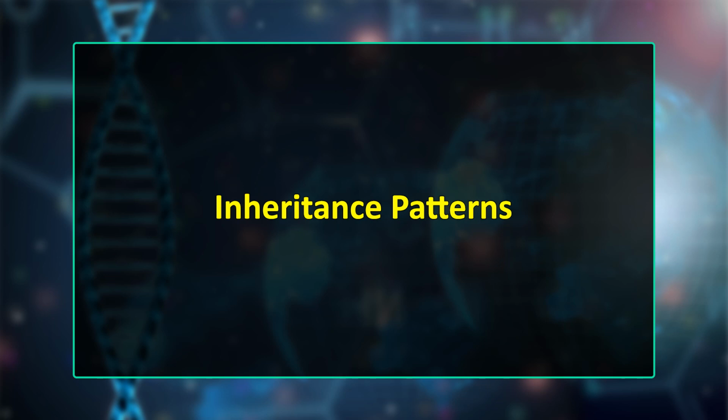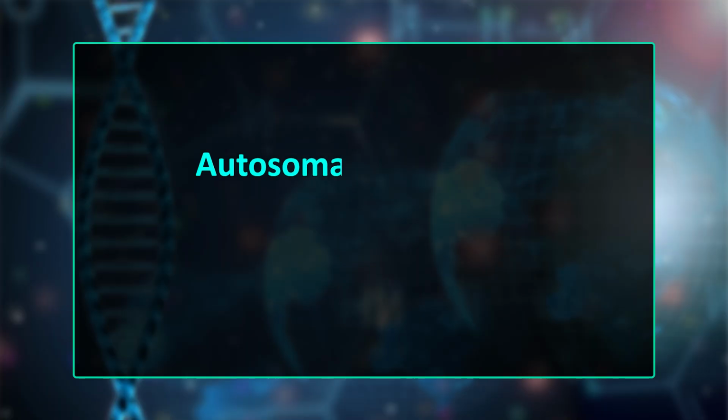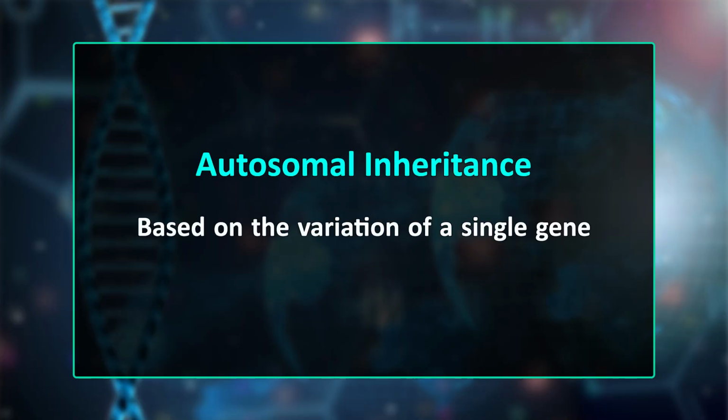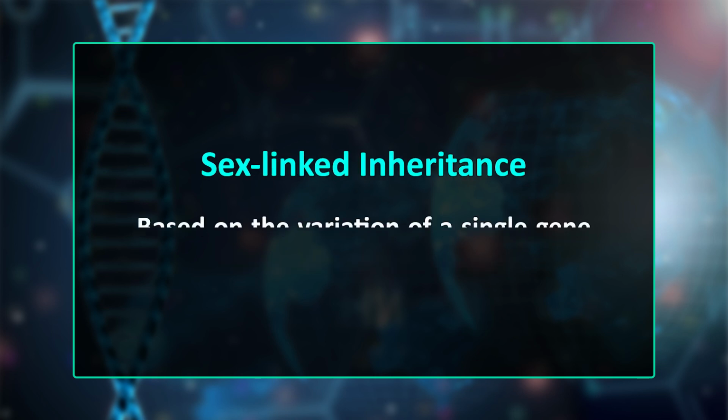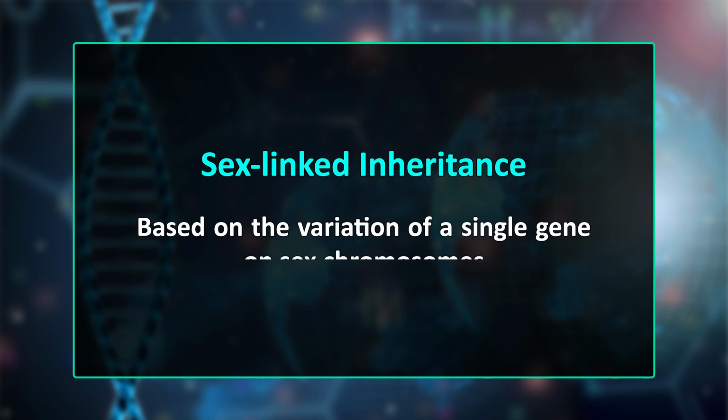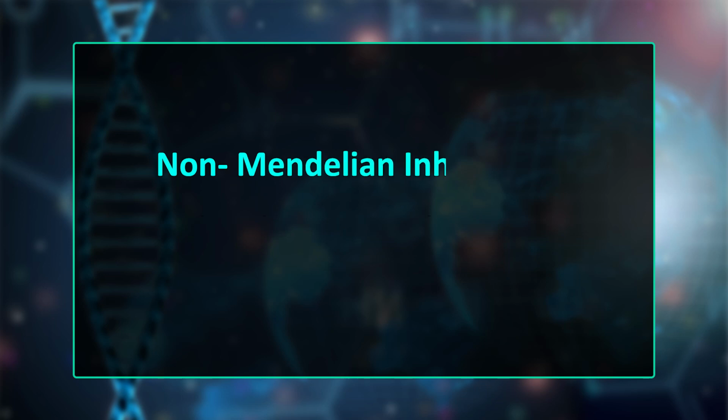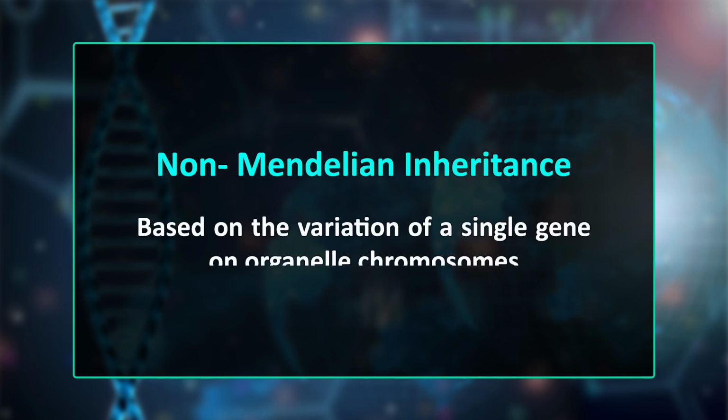Dear students, let us now discuss the inheritance patterns. Inheritance patterns fall into three general categories. One is autosomal inheritance, based on the variations of a single gene on a chromosome. Next is sex-linked inheritance, based on the variation of a single gene on a sex chromosome. The third one is non-Mendelian inheritance, which is based on the variation of a single gene on organelle chromosomes.